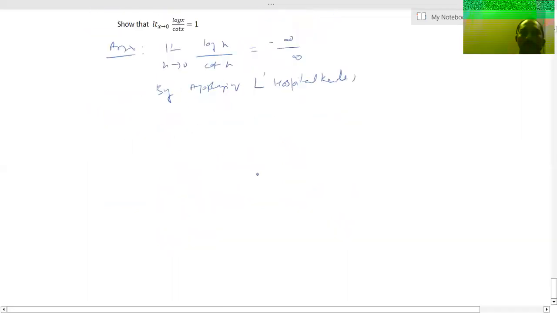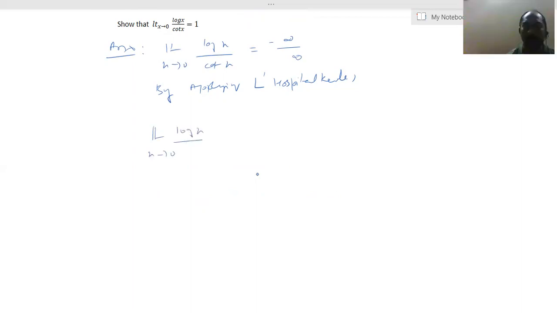this limit equals the limit of its derivatives. That means limit x tends to 0, log x by cot x is the same as limit x tends to 0 of the derivative of log x over the derivative of cot x. Actually, there is a proof using Taylor's theory, but the proof is not necessary. That's why I am taking it just as a formula. Log x derivative is 1 by x, cot x derivative is minus cosecant square x. Once again, substitute the x value.